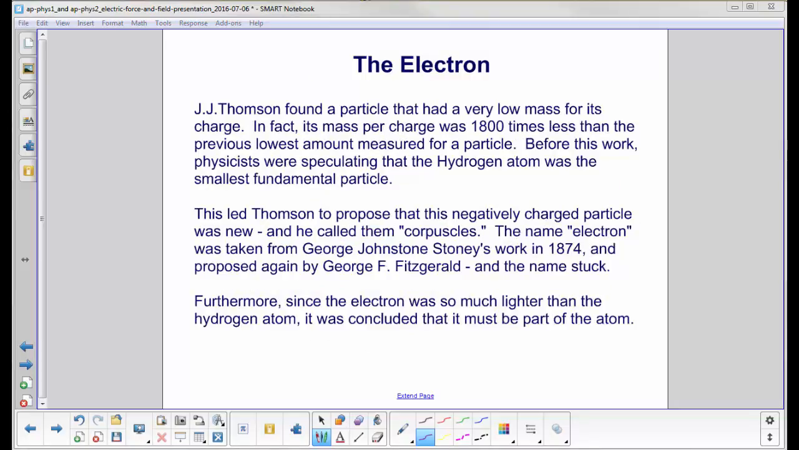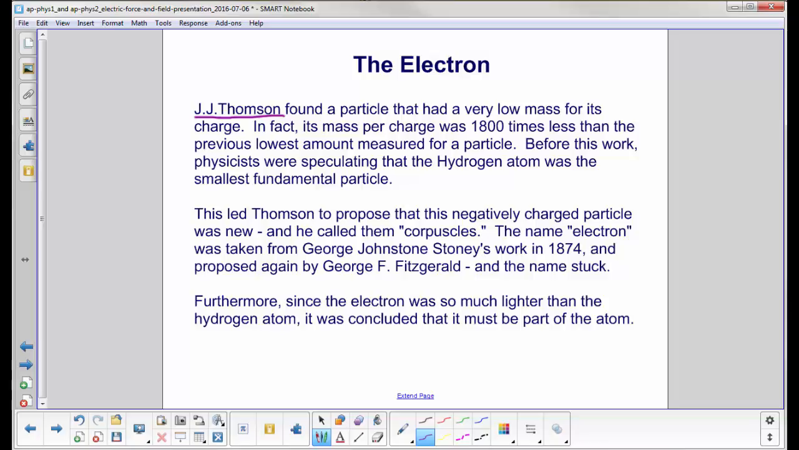We'll start by talking about the electron because chronologically that was the first of the atomic particles to be found. J.J. Thomson found the electron. He found a particle that had a very low mass for its charge. In fact, its mass per charge ratio was 1,800 times less than the previous lowest amount measured for a particle.